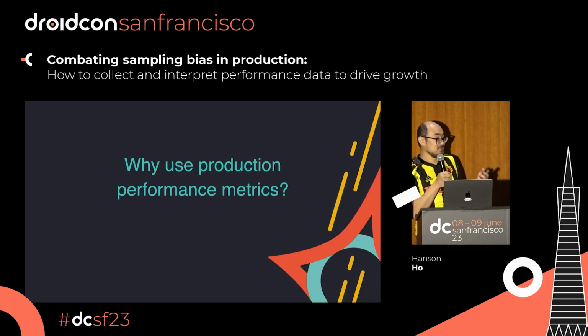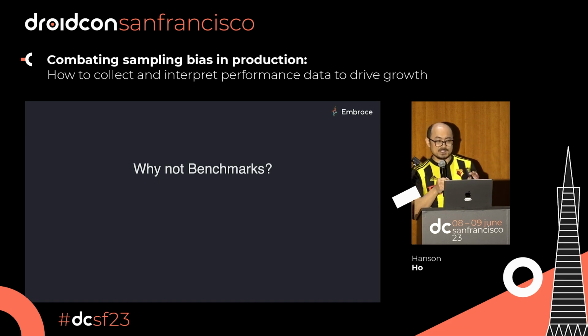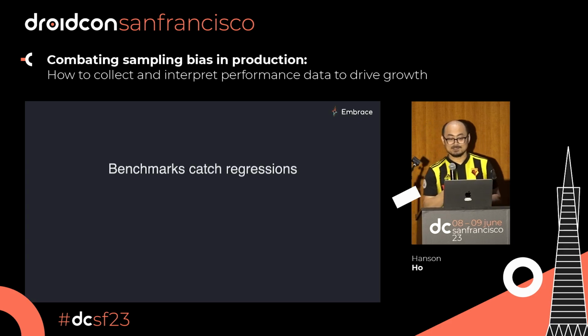Why we use production performance metrics. A lot of people, when they do performance, think about benchmarks. You can isolate a specific test and see how long it runs in a very specific environment. You are able to determine if there are regressions, if code changes affected how long specific operations run. Benchmarks are fantastic for catching regressions. You use macro benchmarks, micro benchmarks, third-party tools like mobile.dev to help you catch regressions with benchmarking.